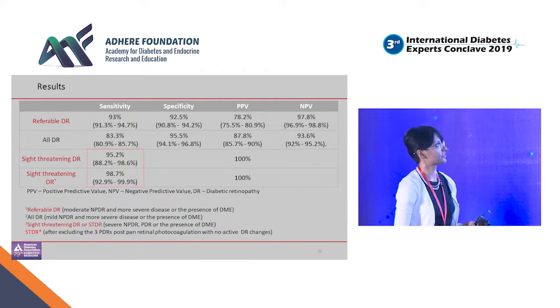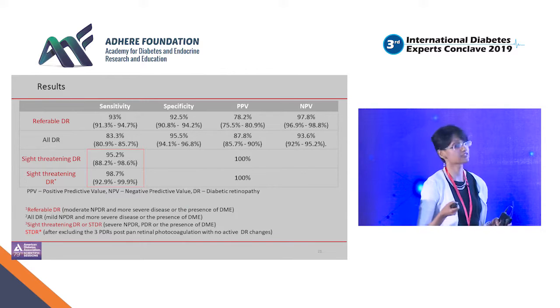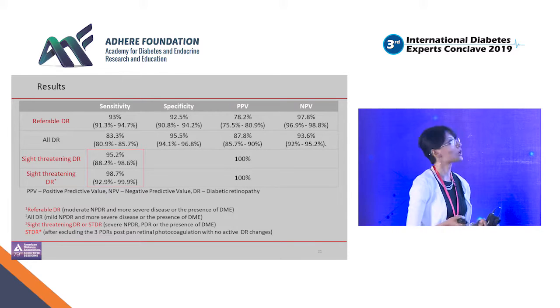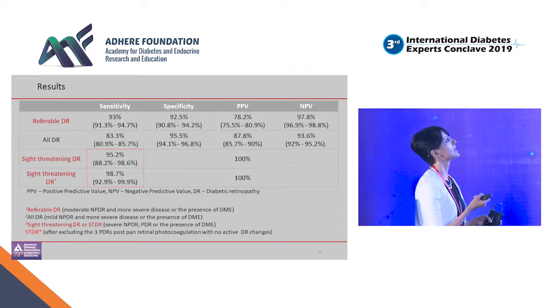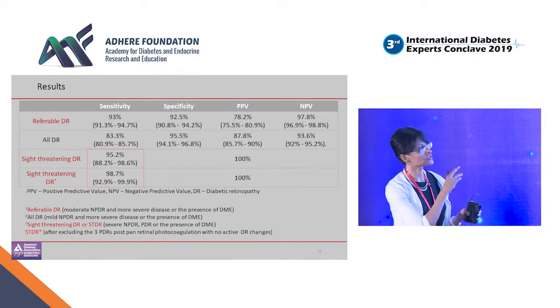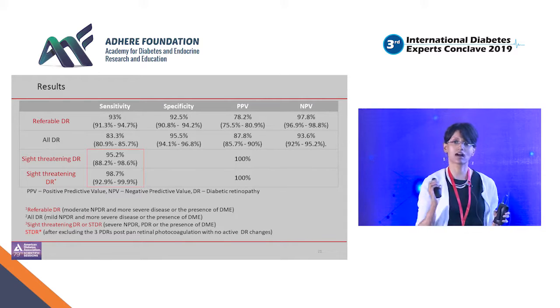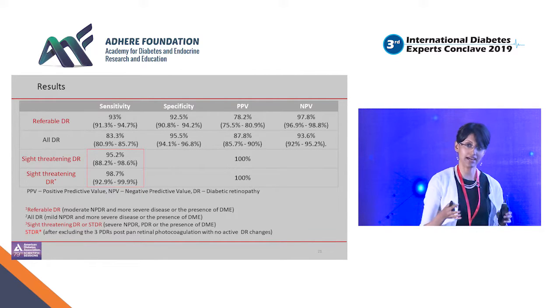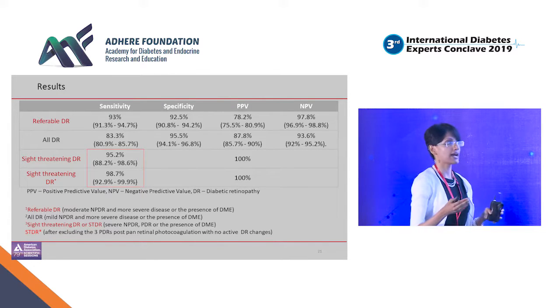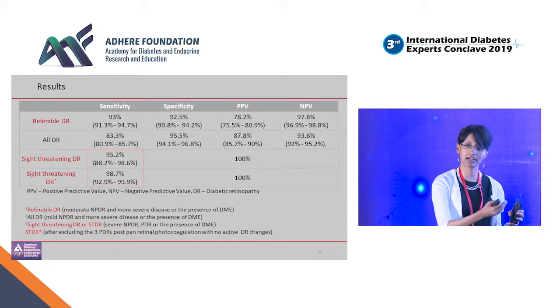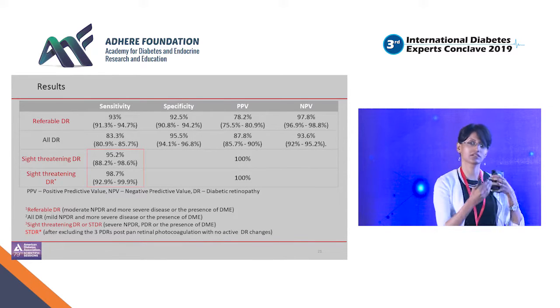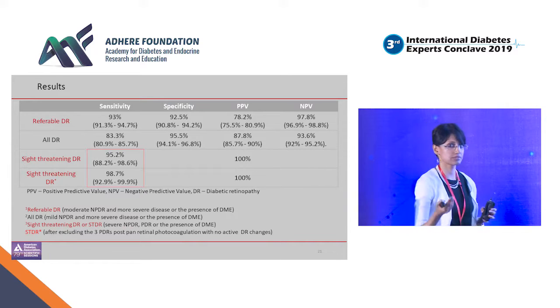And what did we find? We found that the sensitivity for referable diabetic retinopathy was 93%. For sight-threatening diabetic retinopathy, it was 95%. But there were also 3 patients in that group who had undergone PRP, that is panretinal photocoagulation, and they had no active DR changes. So the ophthalmologist had marked it as DR because they had undergone laser, but there were no active changes because the treatment had been successful.